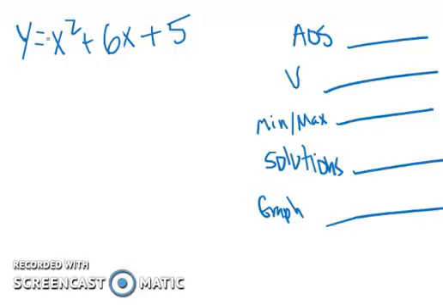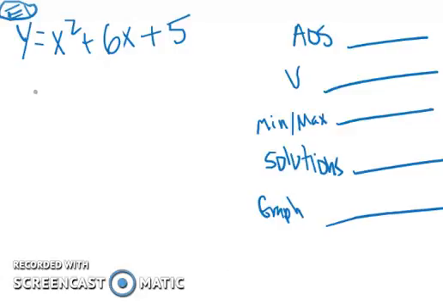I'm going to do two extra problems, so we'll call them E1, extra problem 1. And these are problems that you're going to see on your test. So here we go. Okay, given this, I want to find the axis of symmetry, the vertex, the min-max, solution, and a graph. Okay, so let's go ahead and get started.